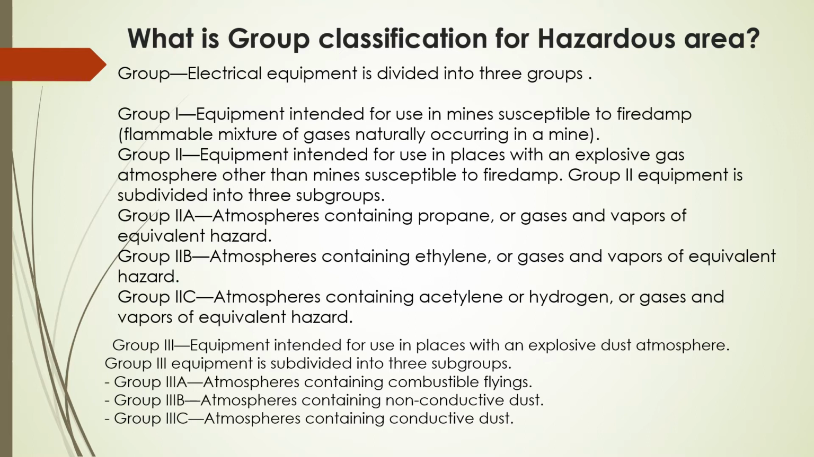Group 3, equipment intended in use in places with an explosive dust atmosphere. Group 3 equipment is subdivided into three subgroups. Group 3A, atmosphere containing combustible flies. Group 3B, atmosphere containing non-conductive dust. Group 3C, atmospheres containing conductive dust.